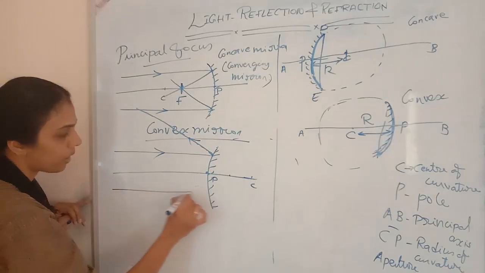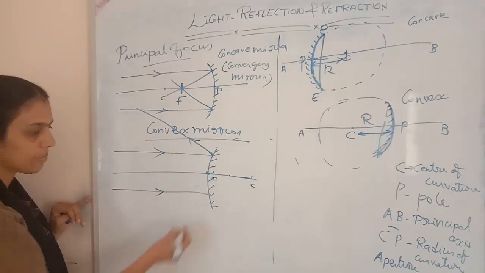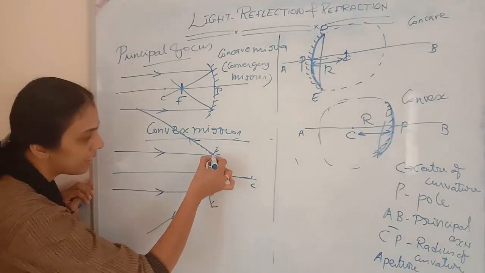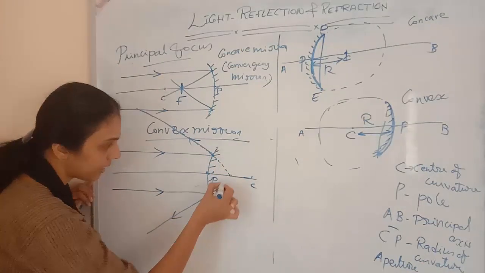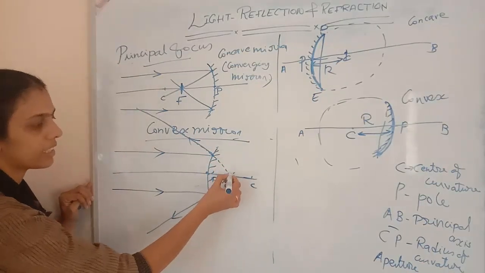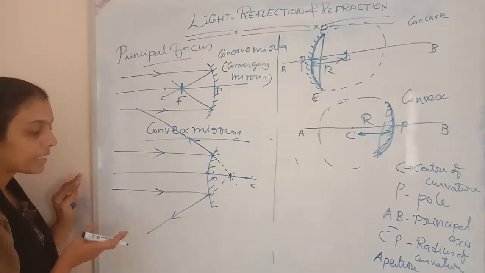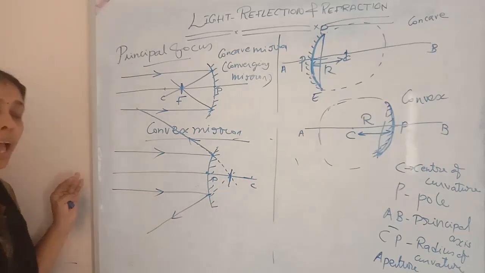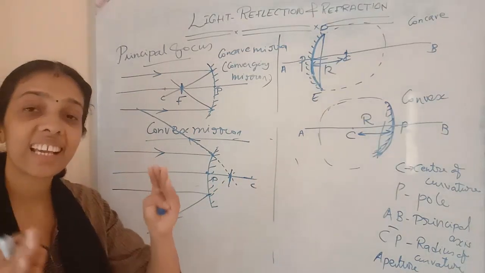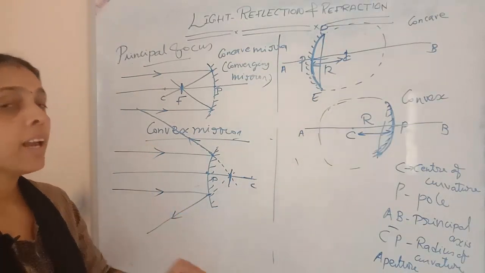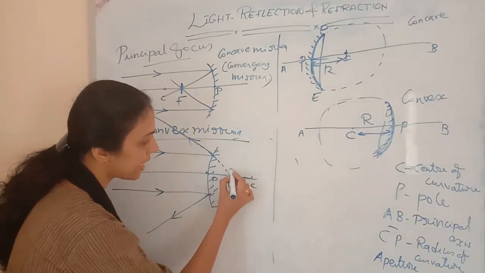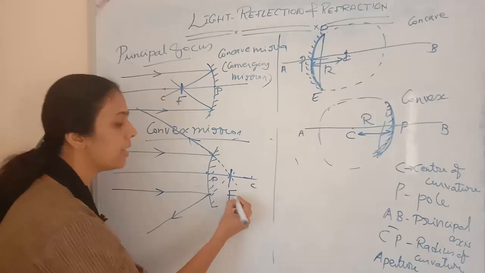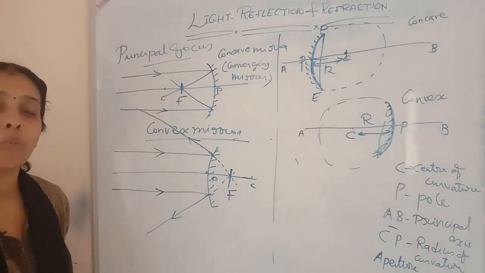If I am drawing on the graph, see, this is the principal axis, parallel, and it will go like this. And here these two rays, if I am considering, will come and reflect at this point. If I extend the reflected rays, they will meet at one point. Actually those reflected rays are not meeting. We are trying to make them coincide at one point on the non-reflecting side. So that is called the principal focus of a convex mirror.